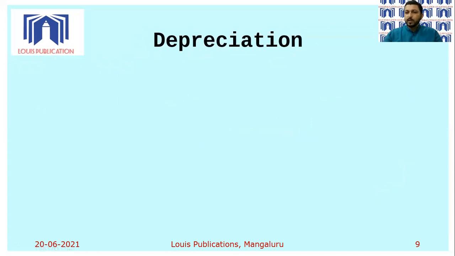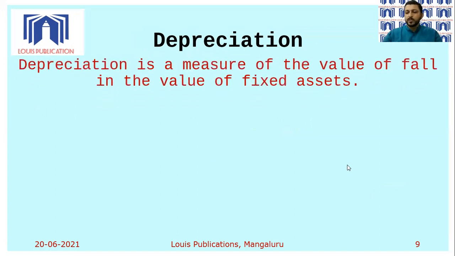Let's move to the next adjustment, and that is depreciation. A very important and a very interesting adjustment that we have. No matter whether you solve final accounts of a sole proprietorship or partnership or company, this particular concept is the most common one. Depreciation. What is depreciation? Depreciation is nothing but a measure of the fall of value of fixed assets. So the value of fixed assets is going to decrease, and by how much the value of a fixed asset decreases, that value is called depreciation.